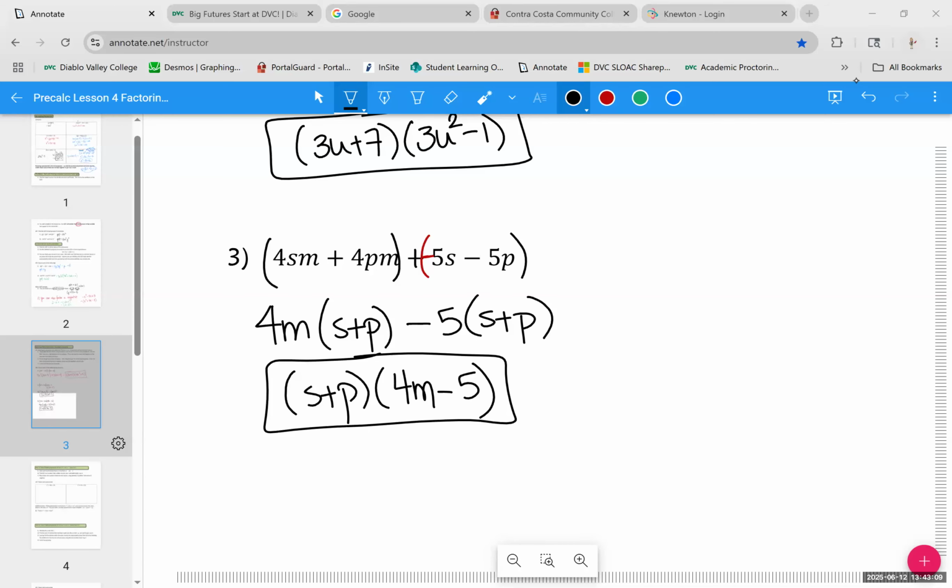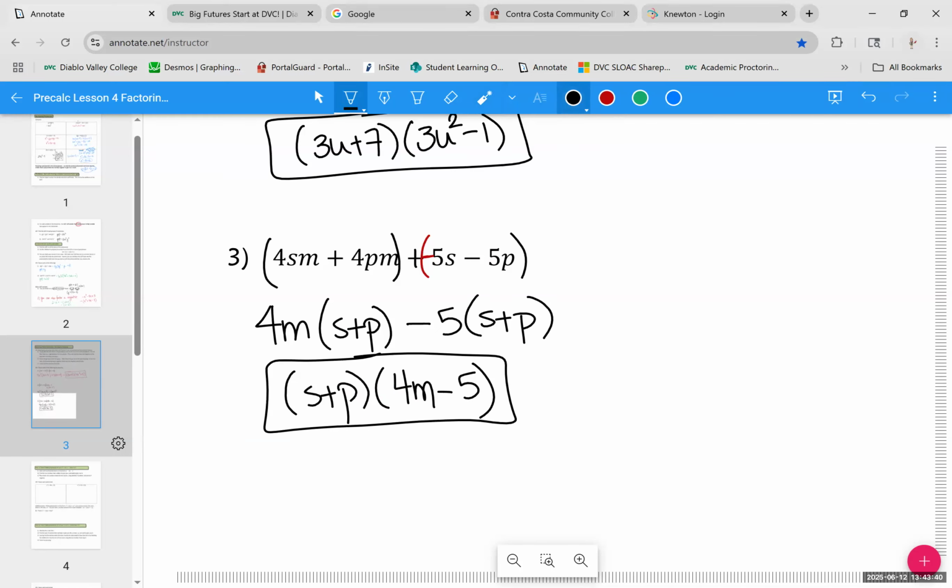All right, how did it go? So I did have that negative on the third term again. So I changed that to plus negative 5s. Pulled out what was common in the first group. Pulled out the negative 5, since my GCF here would have been 5, but that third term is negative. Pulled out the negative 5, which changes them both to positive s and positive p inside. These lined up. And so I could factor out the s plus p.